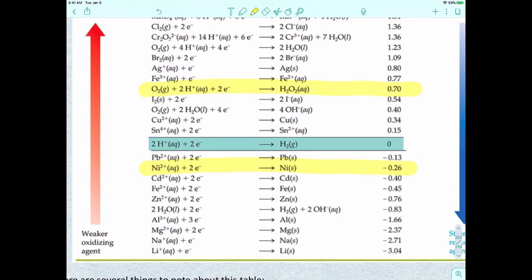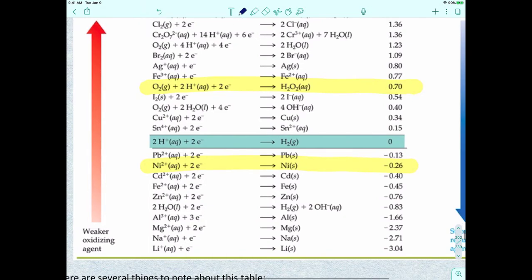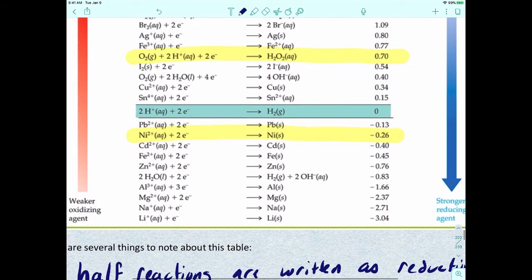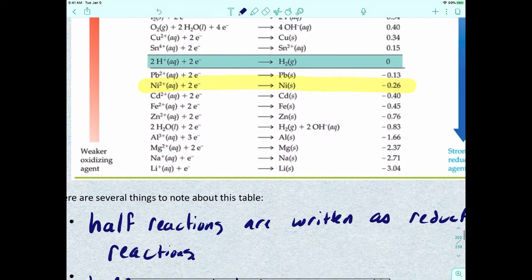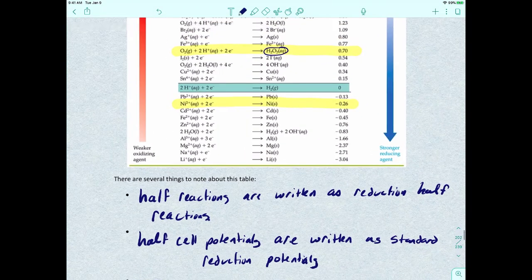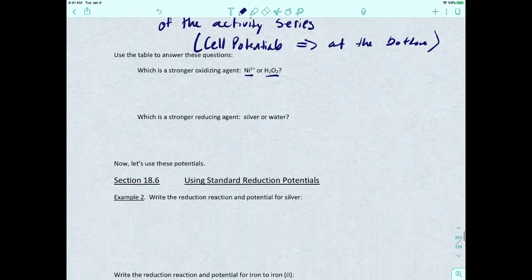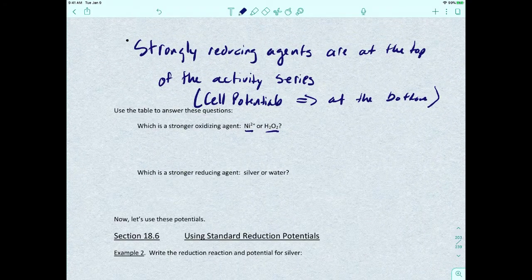Okay, so which one is going to be the stronger oxidizing agent? Well, because hydrogen peroxide is near the top, because it's higher on the list than nickel 2+, that one is going to be the stronger oxidizing agent. All right, so to answer that question, it's going to be H2O2, hydrogen peroxide. It's higher on the table.